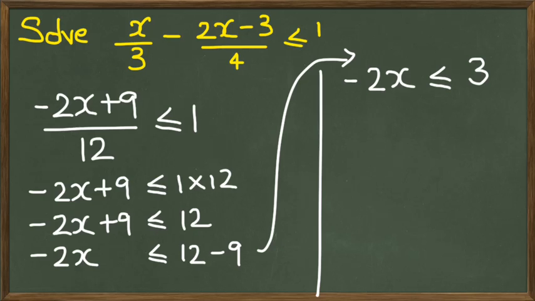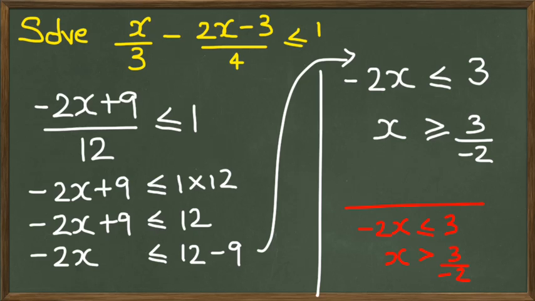Now, what happens when we divide by a negative number with inequalities? The sign changes. That's it. Negative 1.5. Okay, guys, it's really important that you flip the entire sign. I've seen people do this before, where they flip the sign, and they forget that extra line.